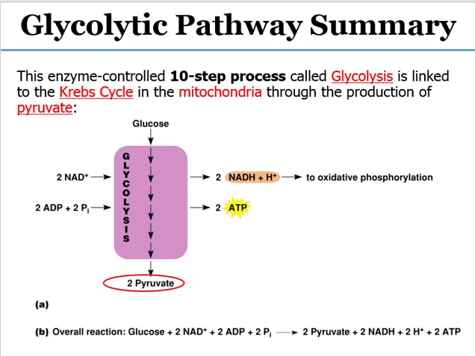If we summarize the many steps involved in glycolysis, we will end up with 3 important products from this process. We end up with 2 pyruvate molecules, which are 3 carbons each, 2 ATP, and 2 NADH, which is an electron carrier involved in the redox during oxidative phosphorylation. It's carried out in the mitochondria.